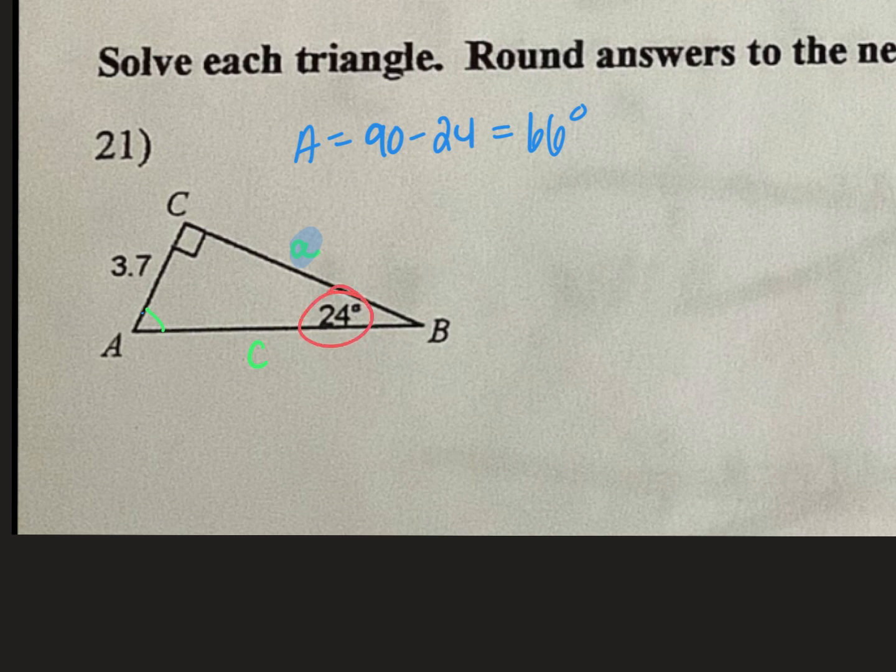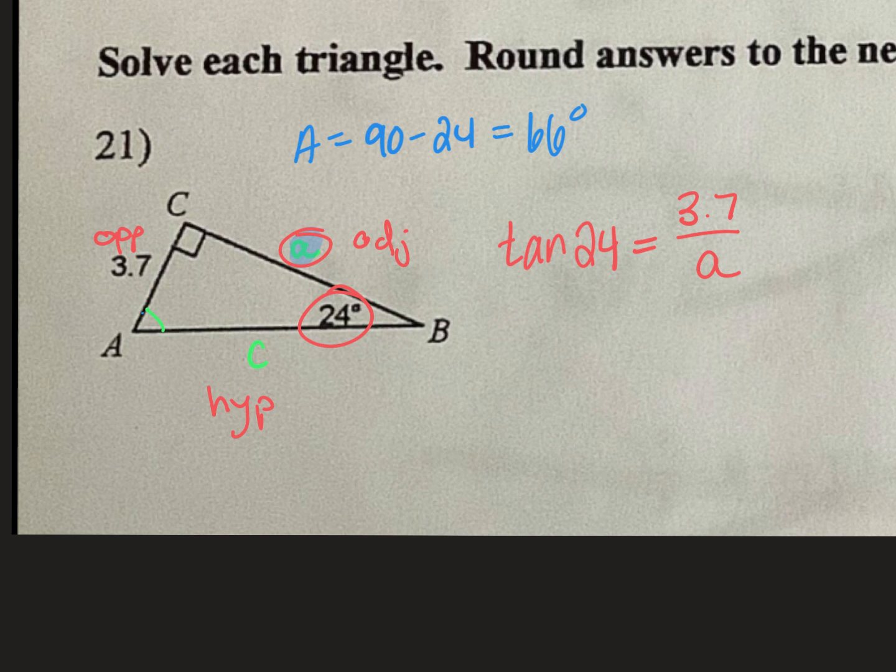We have 24 degrees as one angle, so I'm going to use that as my reference angle, and I'm going to find side A first. So if that's my reference angle, I have opposite, adjacent, and hypotenuse. So then, since I have opposite and I'm looking for adjacent, I'm going to use tangent. So tangent of 24 equals our opposite, which is 3.7, over adjacent.